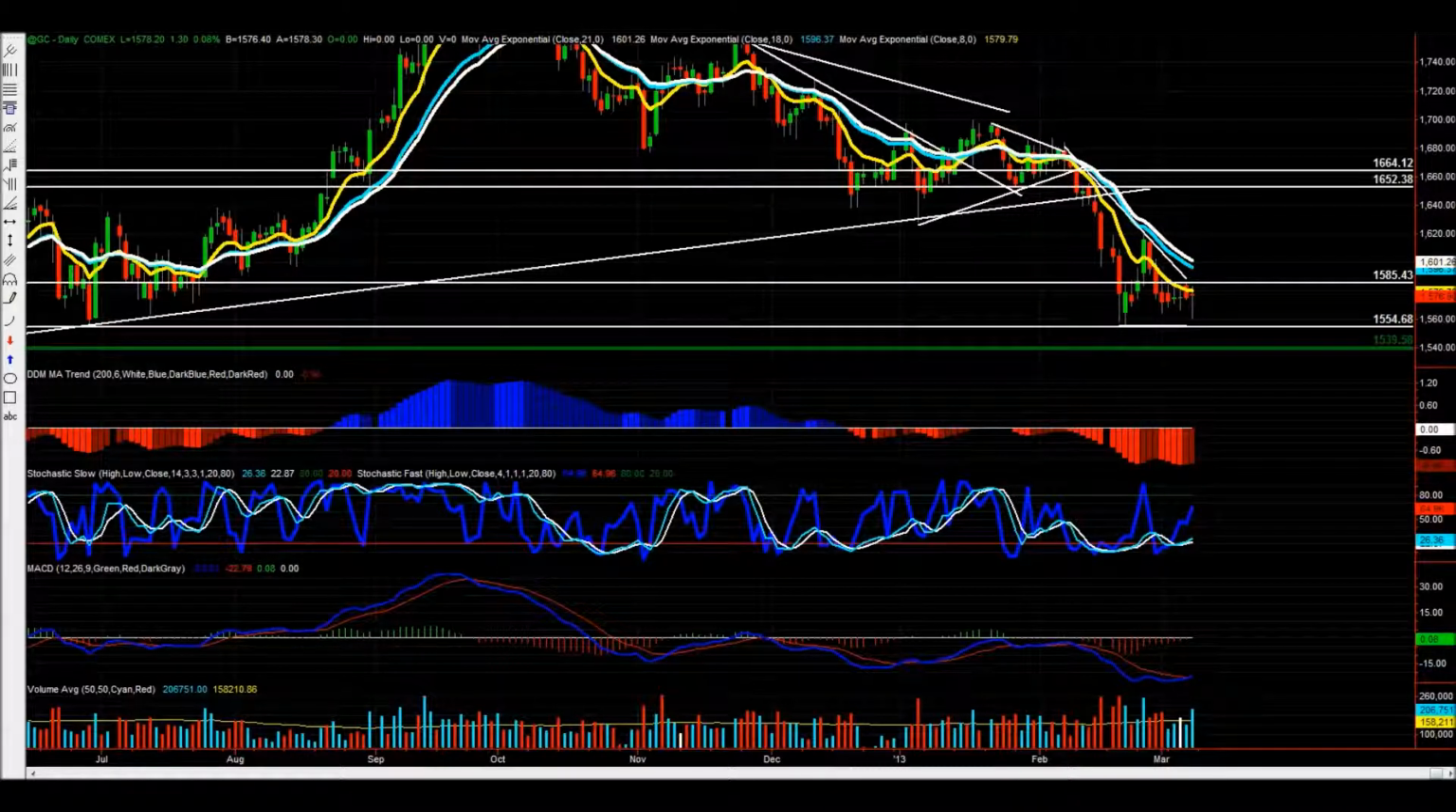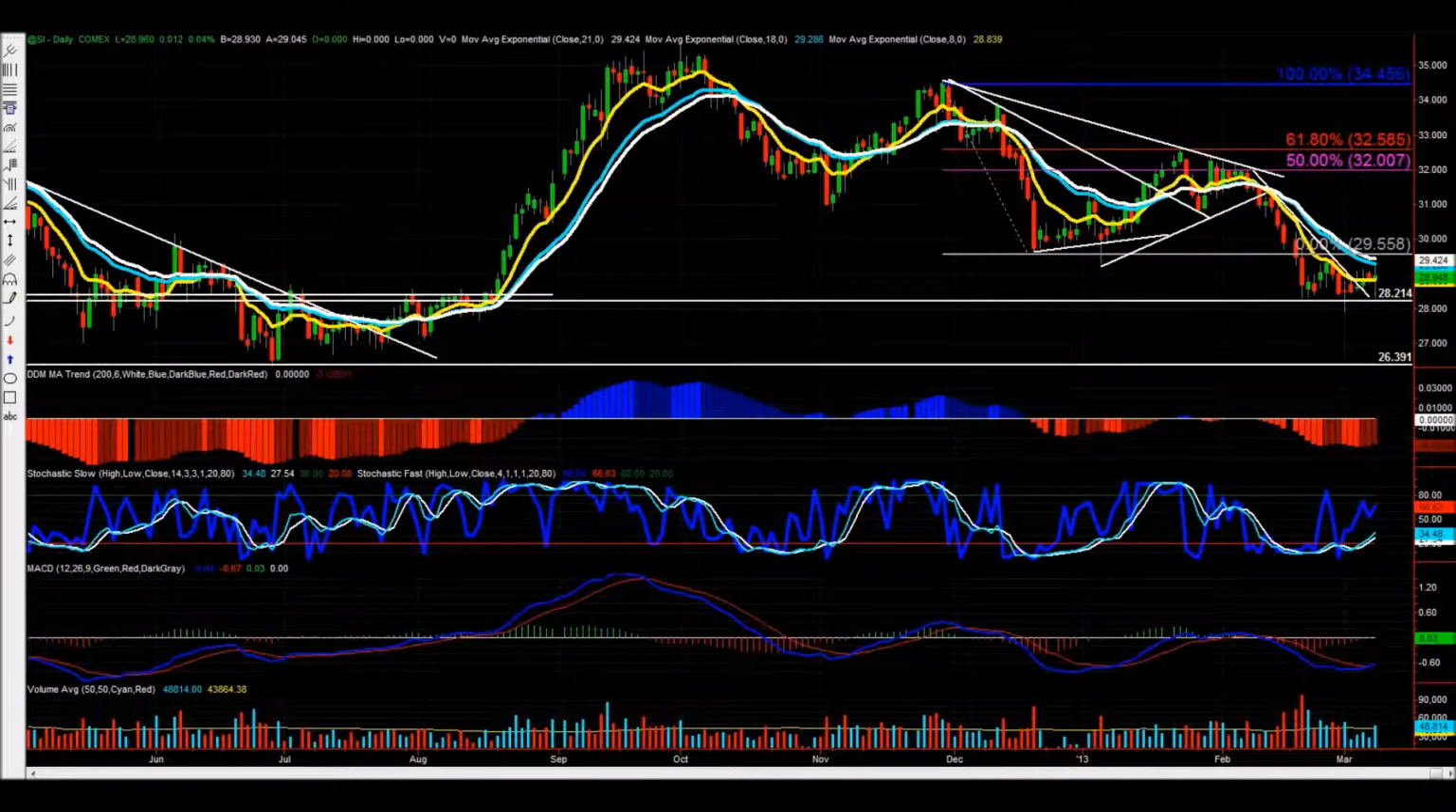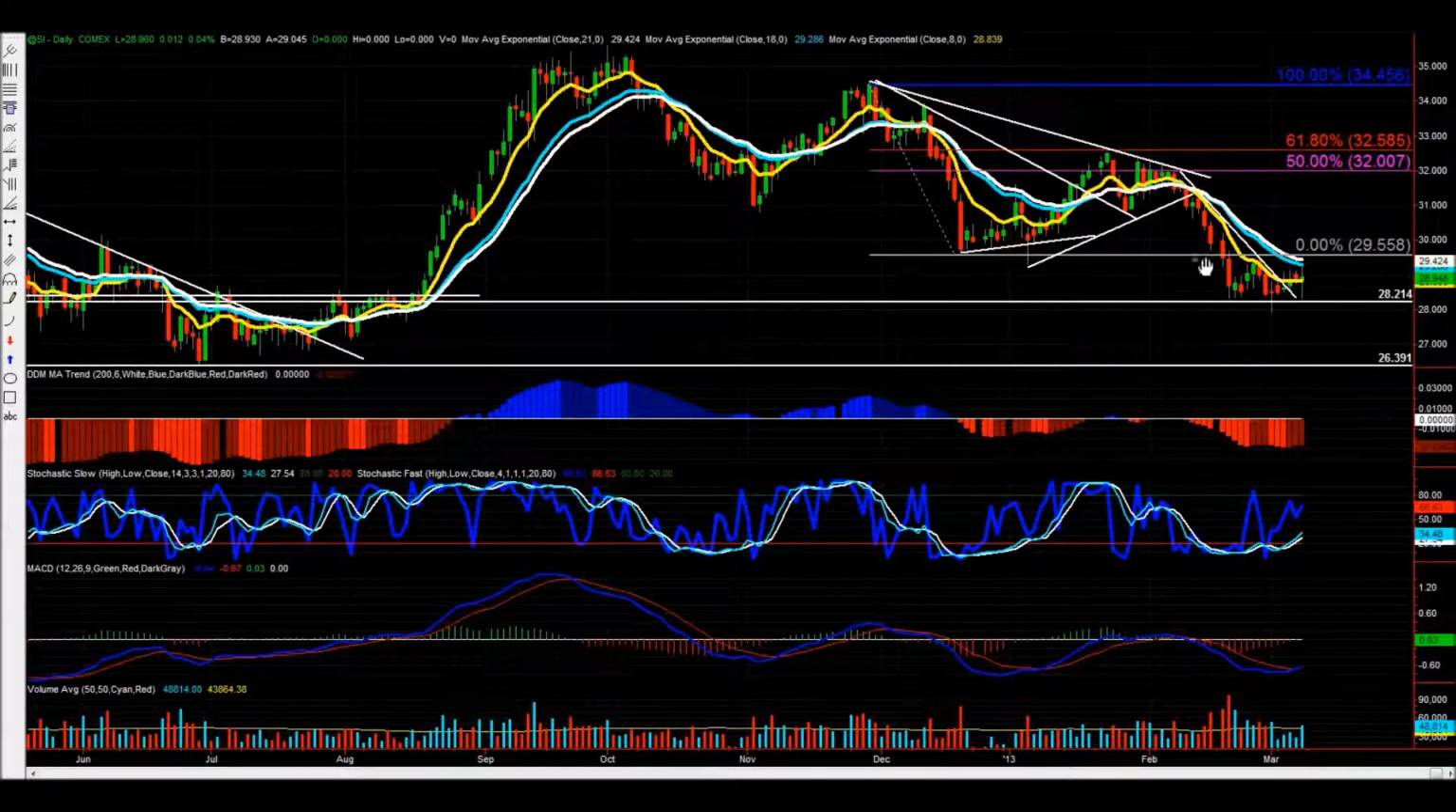So let's take a quick look at gold's sister, silver. Silver looks sort of like the same story, putting in this sort of complex bottom. The MACD looks like it's rolling to the high side. The stochastics look like they're rolling to the high side. So I would be very cautious if I were in these markets. I'd probably be looking to exit. I don't have any positions in gold or silver. Just kind of looking at them for what the charts are telling me.